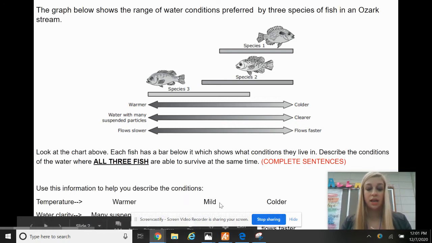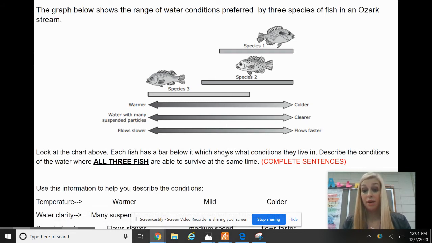So at the bottom of this slide, you can see that I'm giving you some words to use. For example, if it's not warm or cold, it's mild. So I give you the words to use if you want to describe the conditions in the center of these bars. So you are going to describe the conditions where all 3 fish can survive at the same time below in the notes.